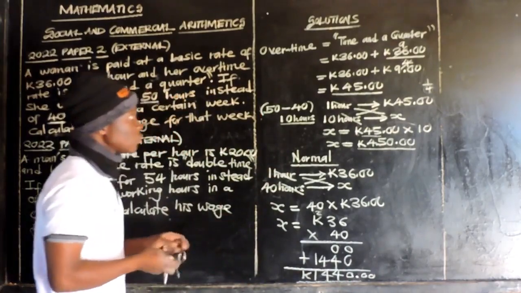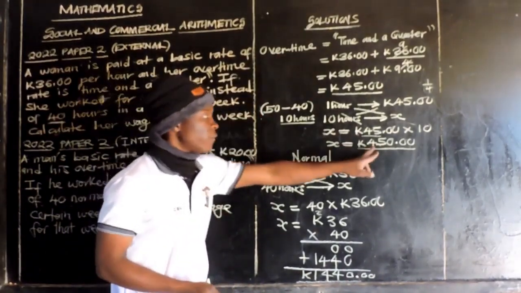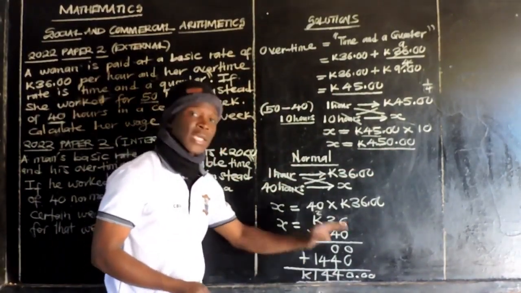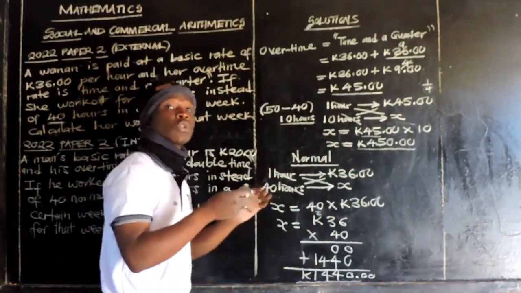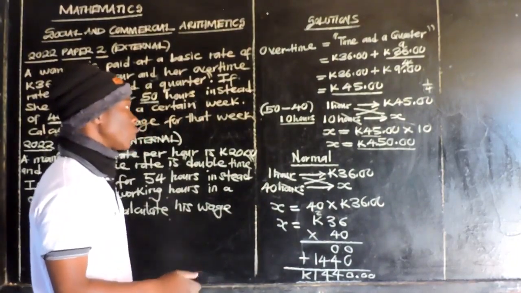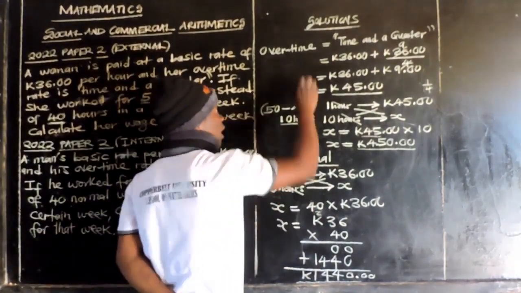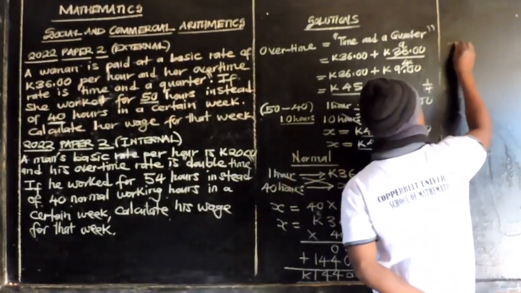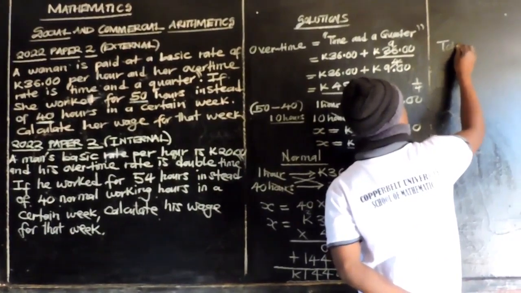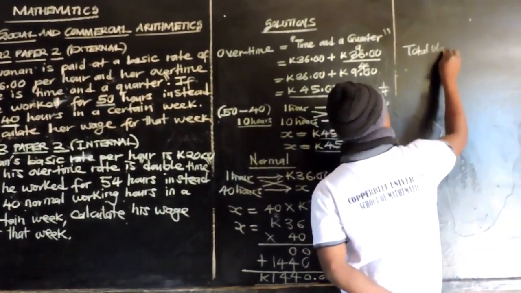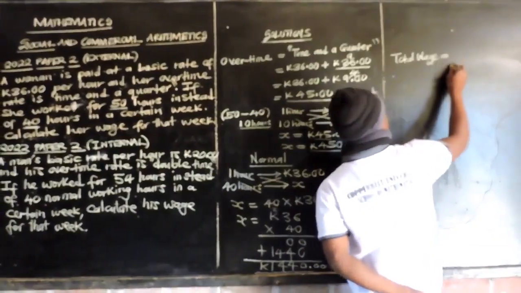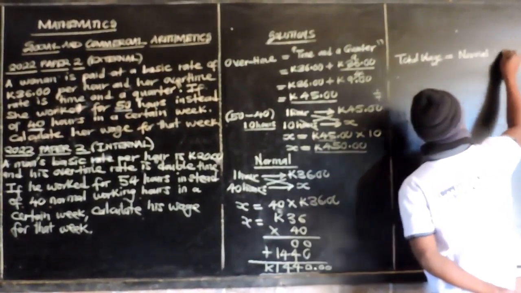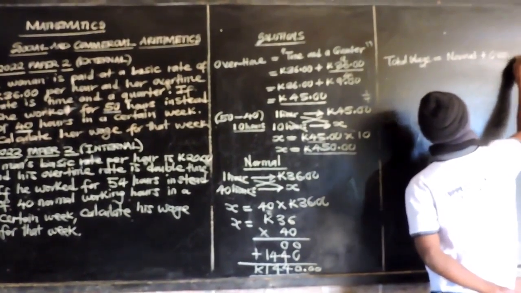So in this case we have got our overtime, it's what? 450 per time. Then our normal is 1,440. But this is not what we want. We want our total wage. So for us to know our total wage, you just need to add our overtime plus our normal. So let me answer it from this side. So now, total wage. Are we together, people? Yes. So total is equal to normal plus our overtime.